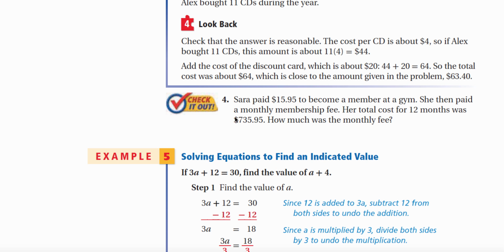Okay, I want you to try this one on your own. Pause the video. Let's read it together. Then you pause the video and you try it on your own. I want you to write and solve the equation. Ready? Sarah paid $15.95 to become a member at a gym. She then paid a monthly membership fee. Her total cost for 12 months was $735.95. How much was the monthly fee? Go ahead and pause the video now.